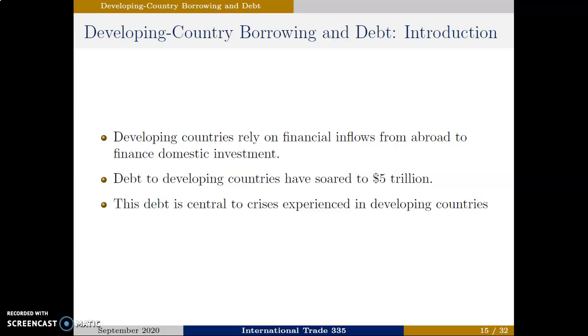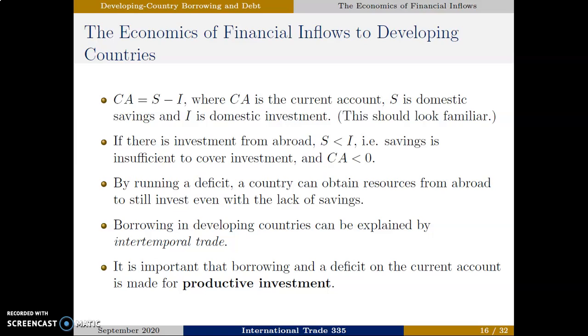First, developing countries mainly borrow from outside of their own country to invest in infrastructure. Debt between developed and developing countries now stands at $5 trillion. How does this work economically?